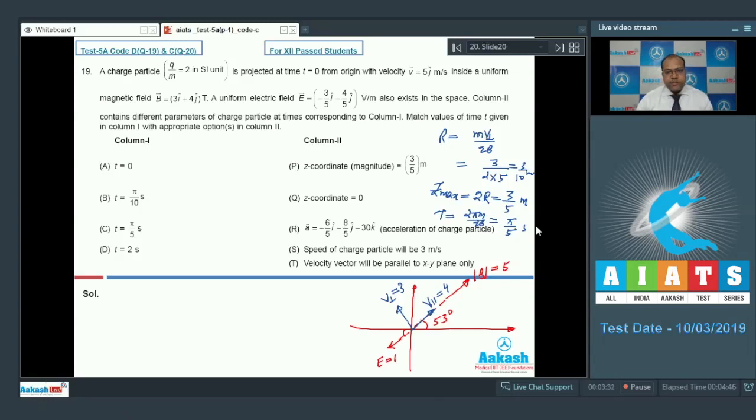So let's check the times. At t equal to 0, the charged particle is at the origin. So the correct matching will be that the z coordinate is 0. So Q is the correct matching.